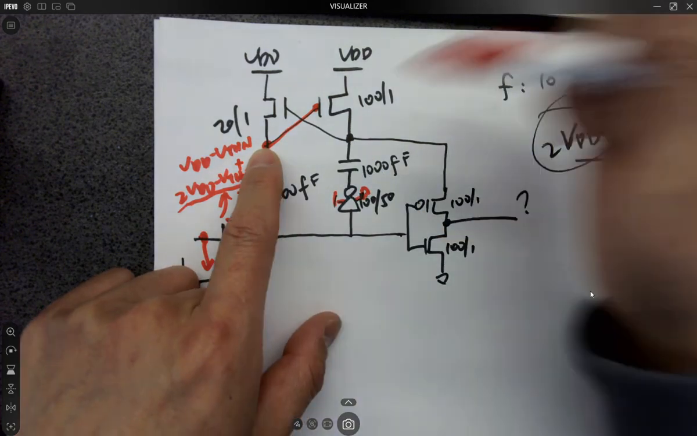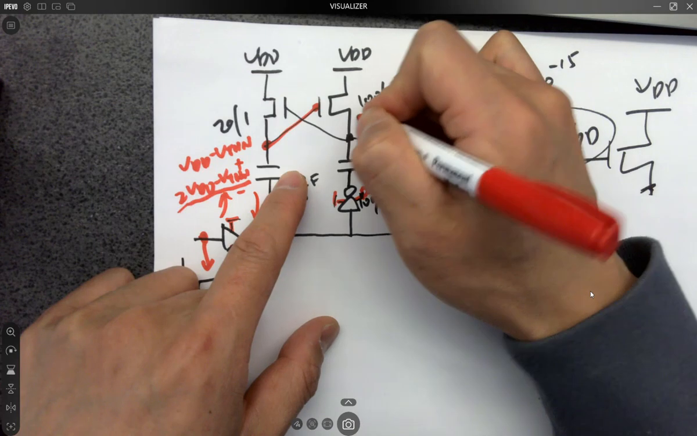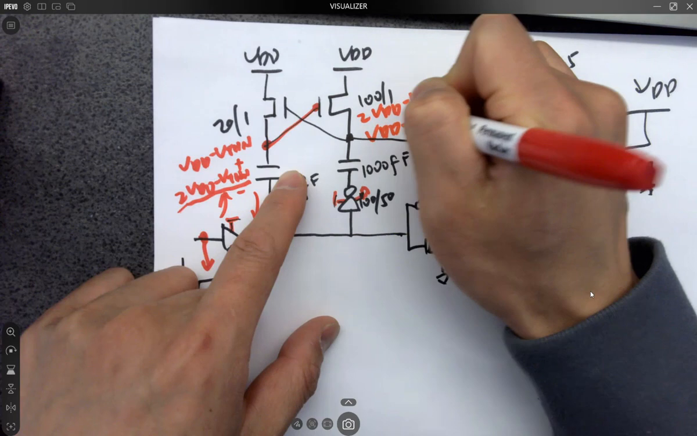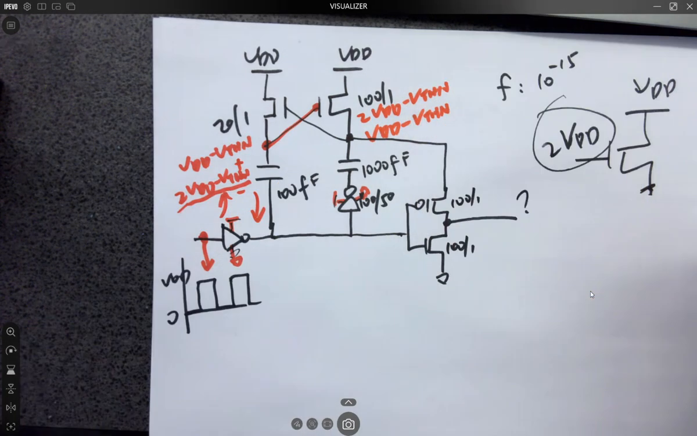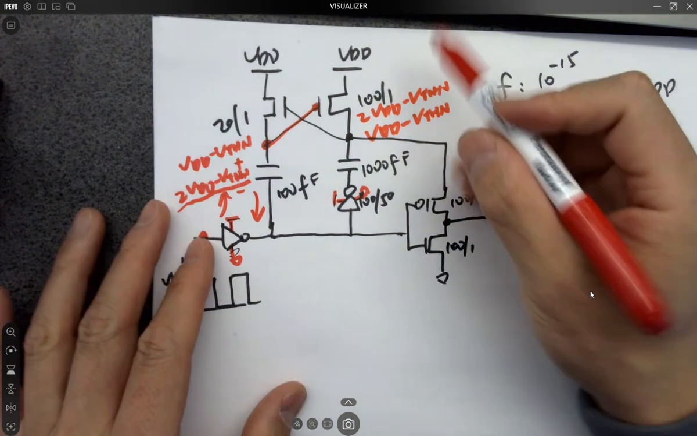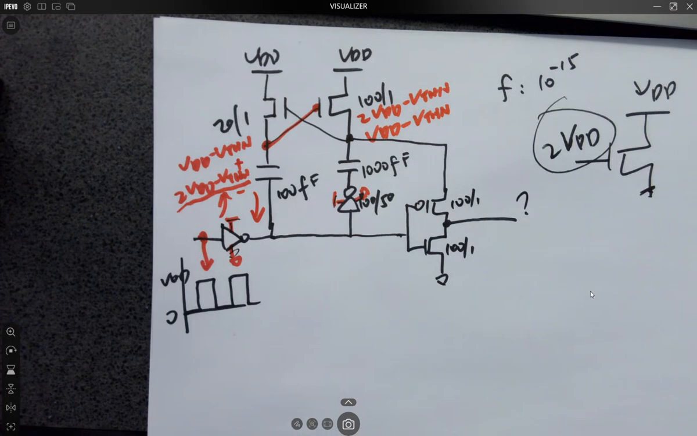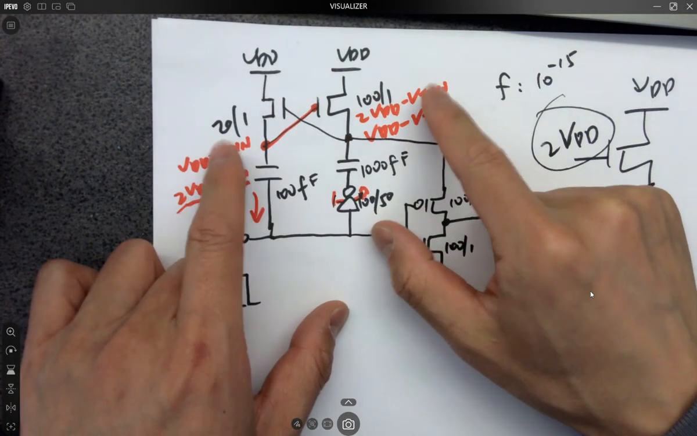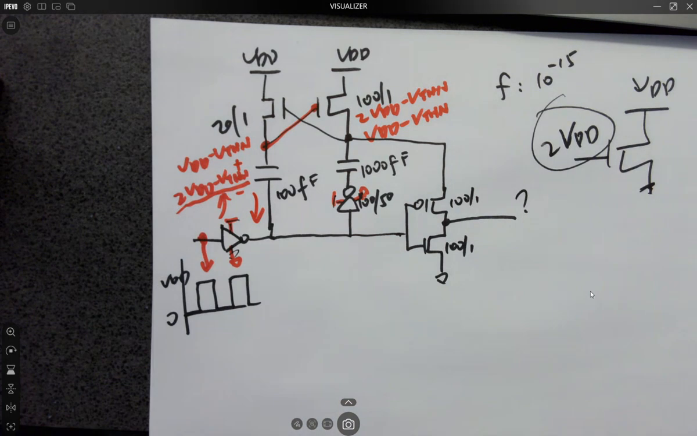Let me label the voltage here. So this one is gonna oscillate from VDD to 2 VDD minus VTH. It's probably not even minus VTH eventually. But now let's just assume it's a minus VTH for now. It's just the first cycle, okay? Eventually, it will be able to get rid of the VTHs. But now, just the first cycle, it's not ready yet.